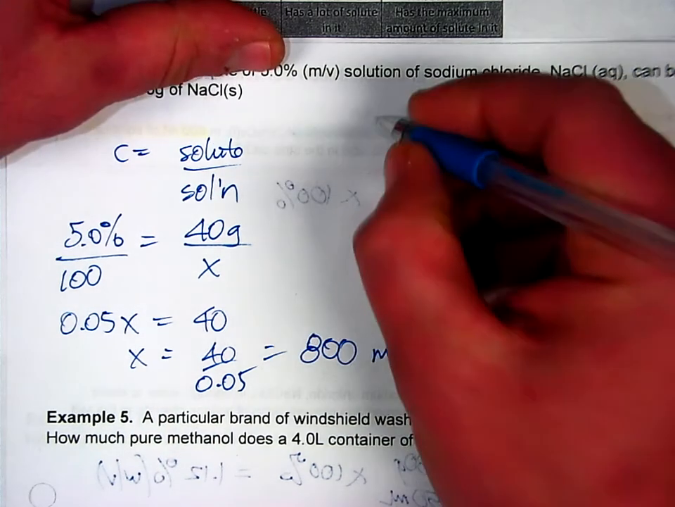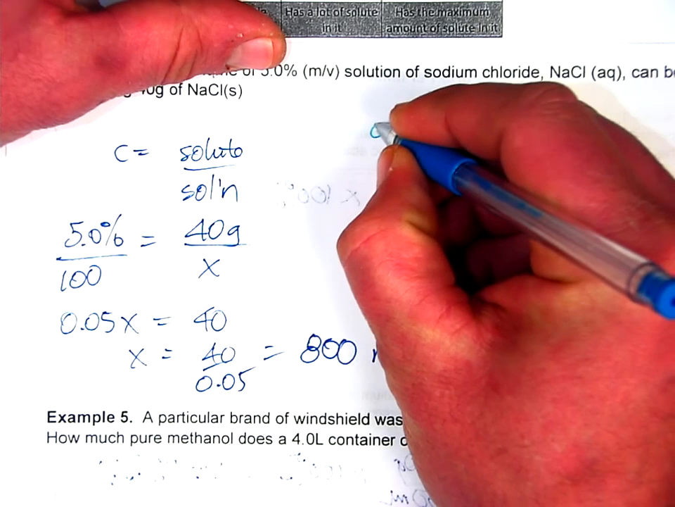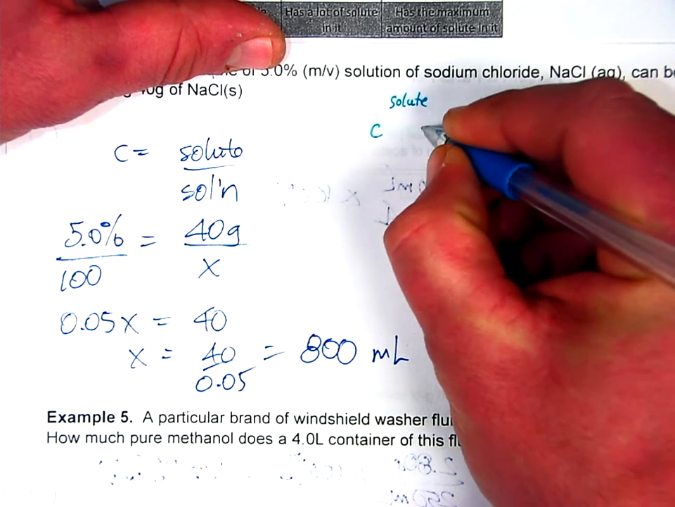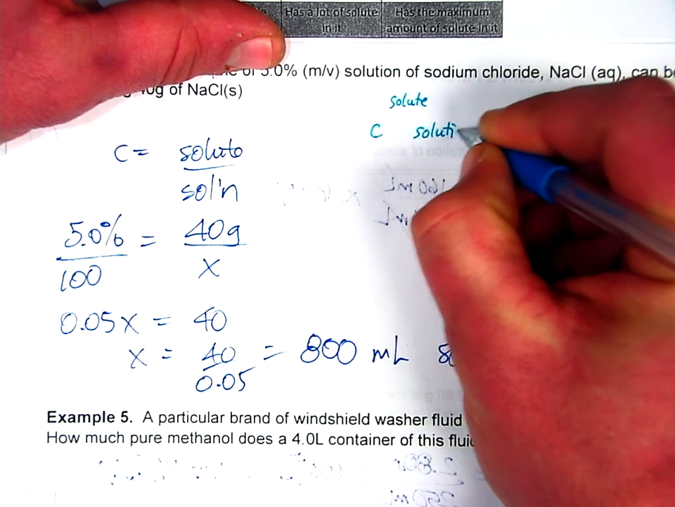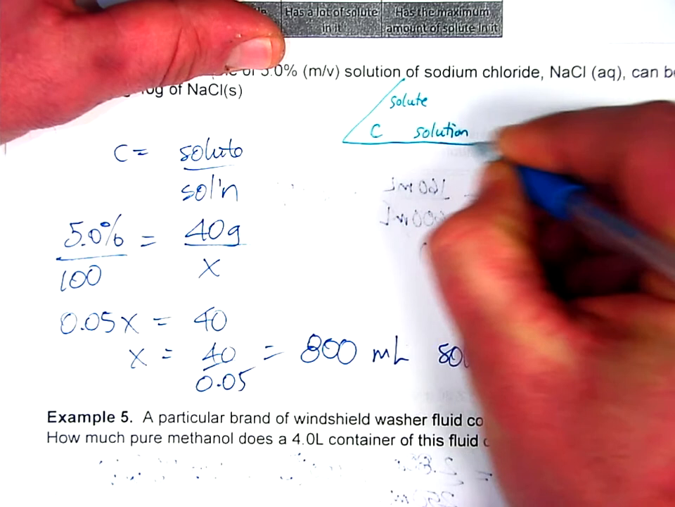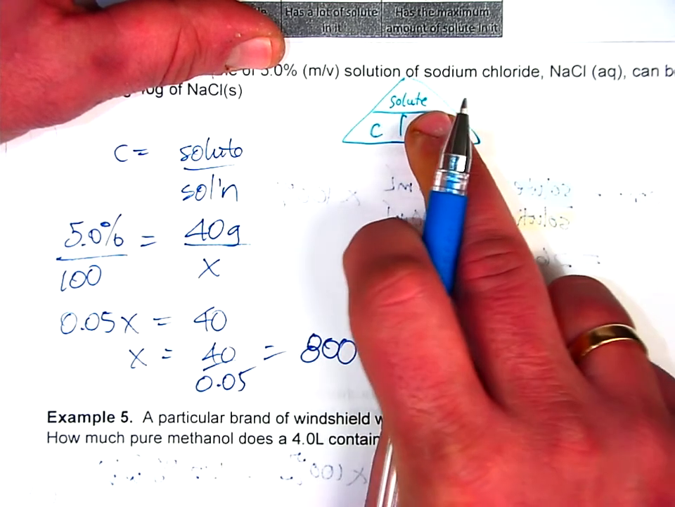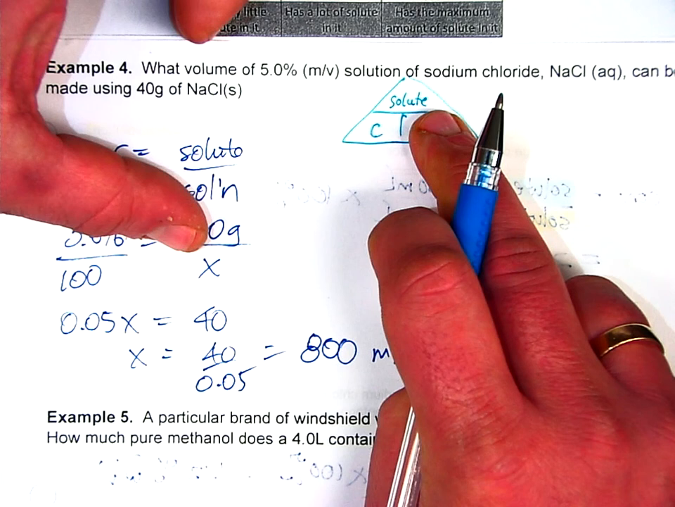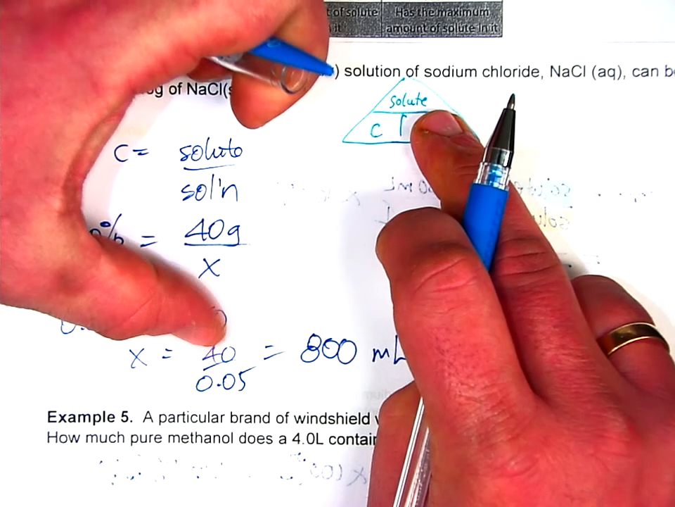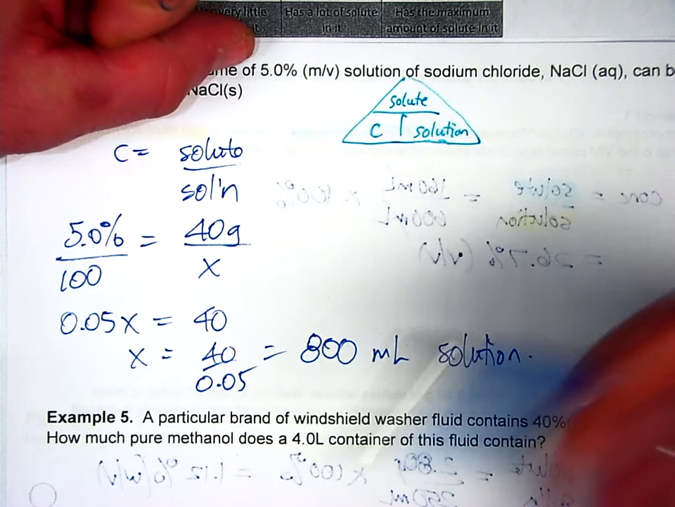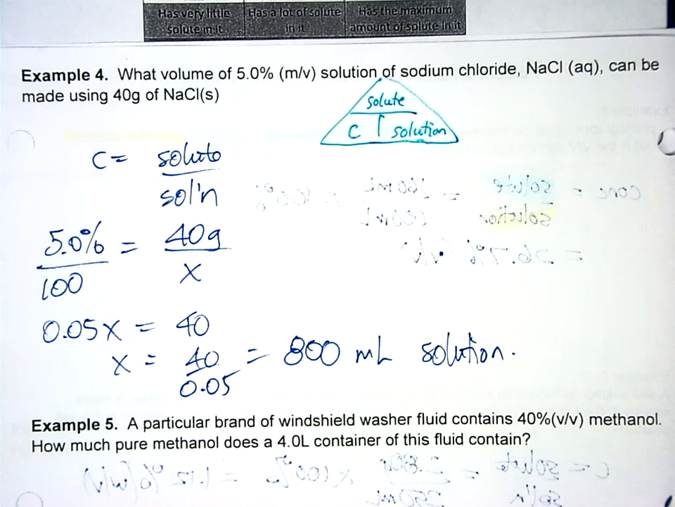Alternatively, what I could have done is written a little triangle, so concentration, solute, solution, as a little triangle. And if I wanted the solution, there I would have had my formula. Solute, divide by the solution as a decimal. Have my formula there for me. Okay, try number 5, and that's the end of this lesson.